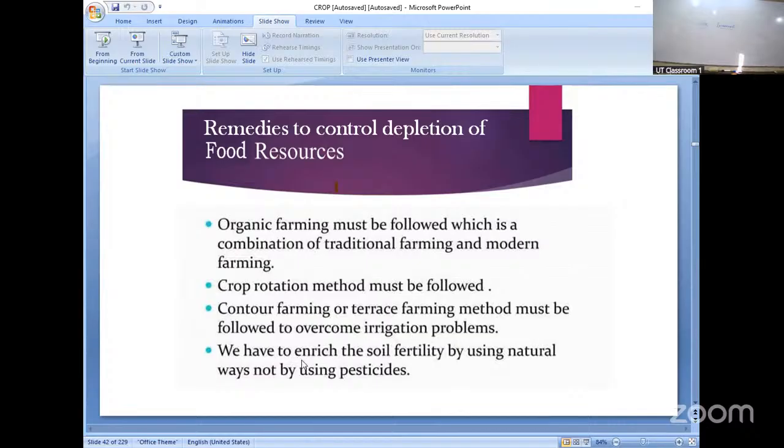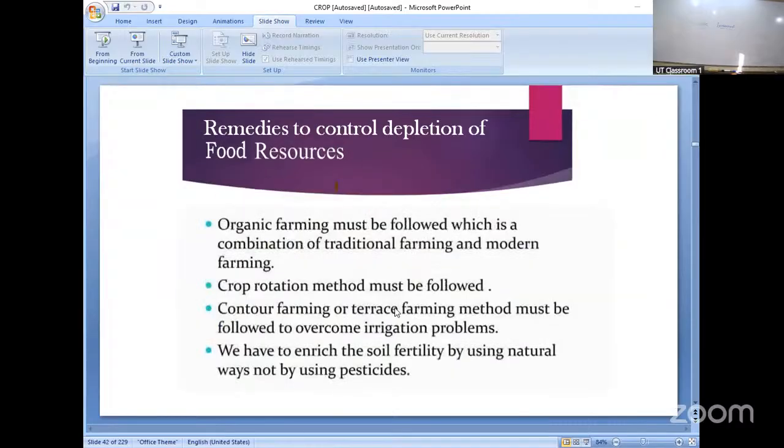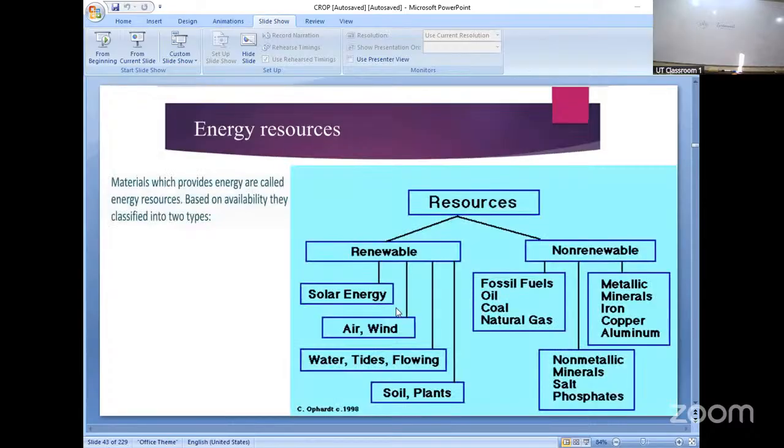And there should be enrichment of the soil fertility by using organic methods, not pesticides, but manures instead of fertilizers. And the resources are of two types, renewable and non-renewable.